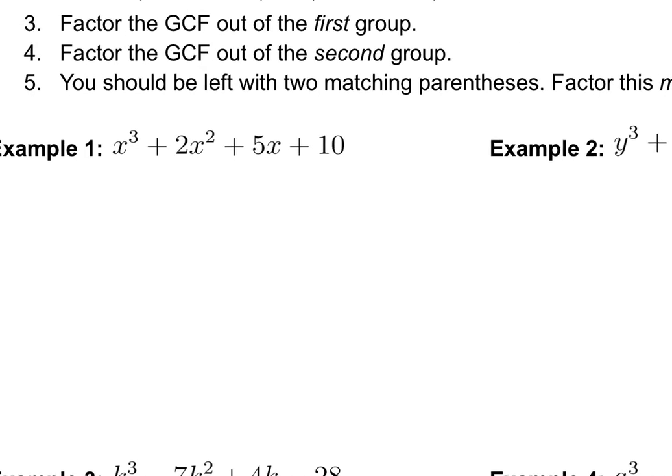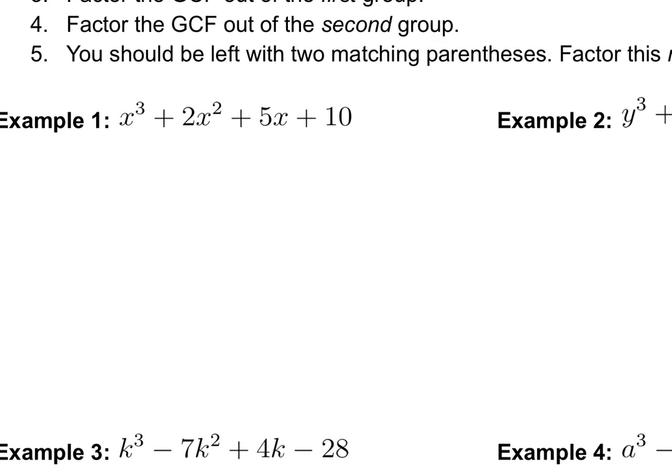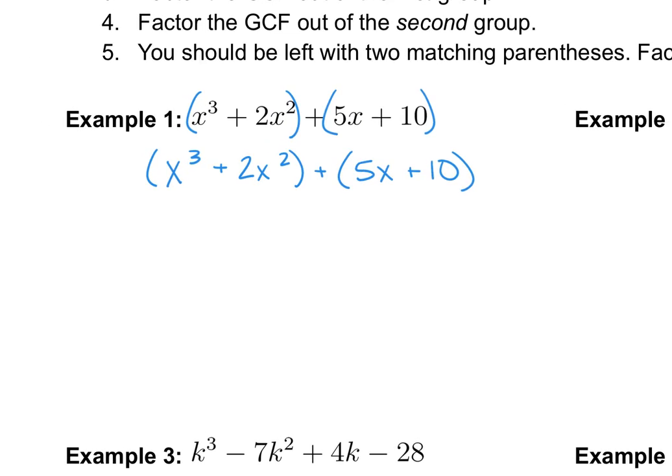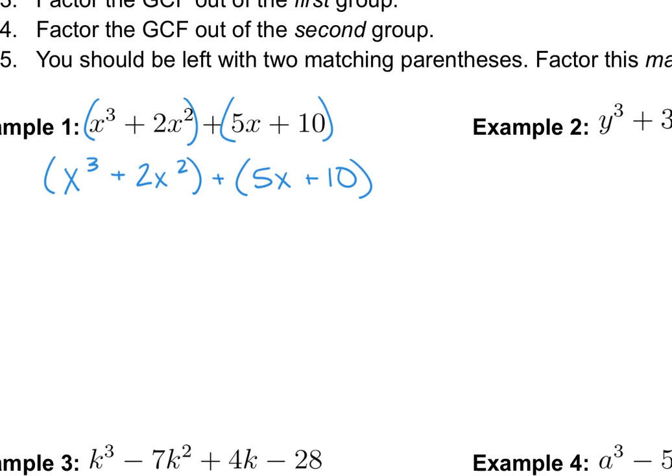Okay, so example 1, I'm going to set up my groups. So I'm just taking my 4 terms and creating 2 groups out of that. So my first group, right now I'm going to factor out of both of those groups. So my first group, my greatest common factor.